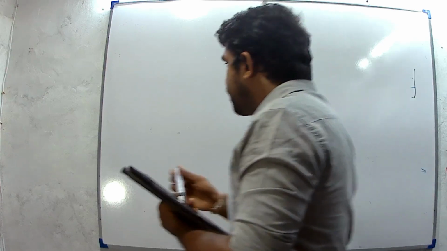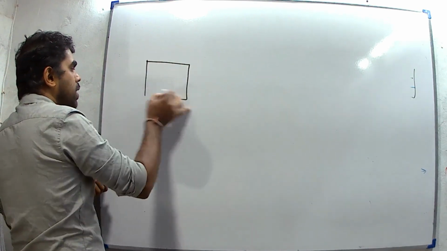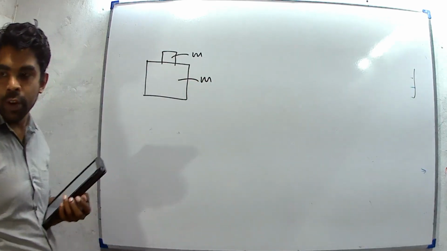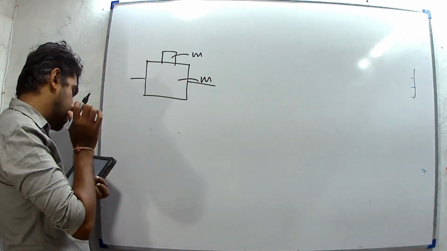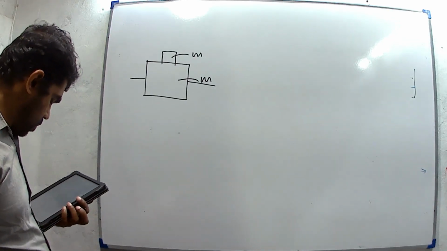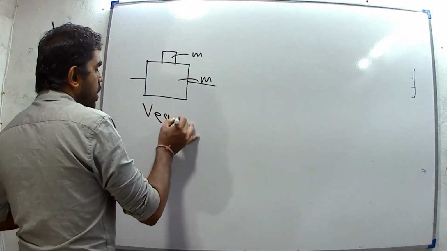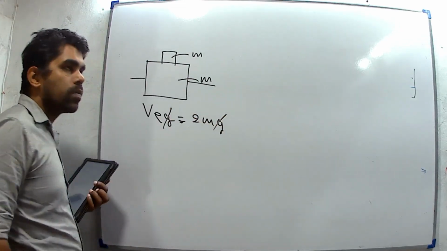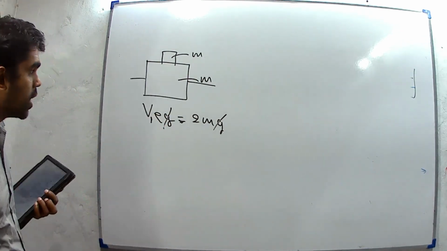For the given condition, the masses of this part and this part are equal. It is given in the question. Then, if the immersed volume is V1 for the first condition, we can write V1 rho g, the upthrust, should be equal to 2mg.